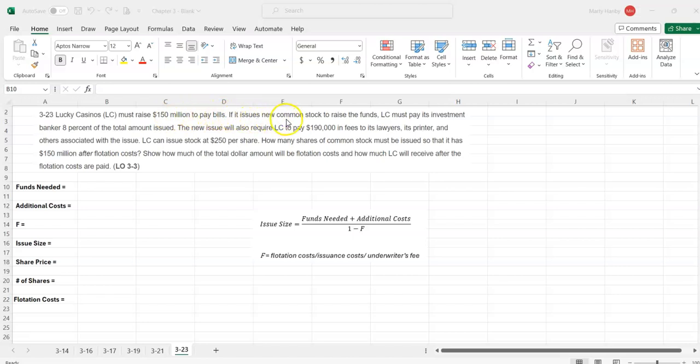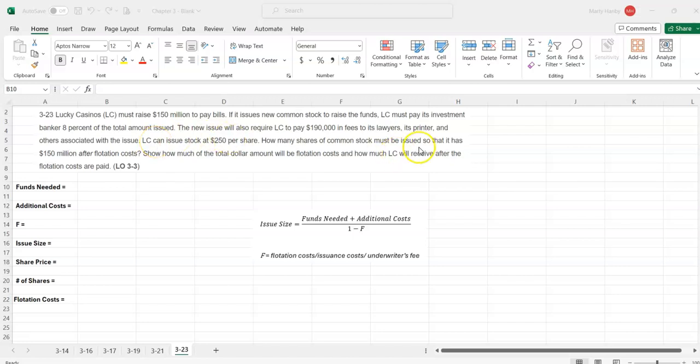If it issues new common stock to raise the funds, LC must pay its investment banker 8% of the total amount issued. The new issue will require LC to pay $190,000 in fees to its lawyer, its printer, and others associated with the issue. LC can issue stock for $250 per share.